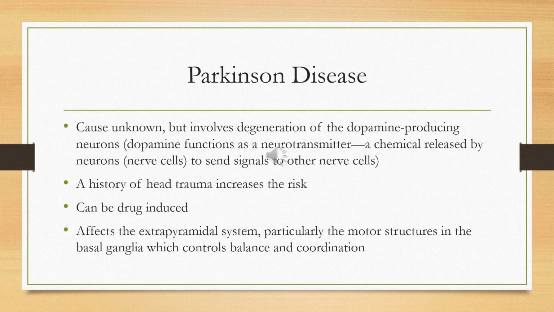So Parkinson's disease is a slowly progressive and degenerative disorder. It's actually one of the most common neurologic disorders in the United States. It can appear at any age. However, it's rare in people younger than the age of 30. And so the risk for Parkinson's increases as a person gets older.